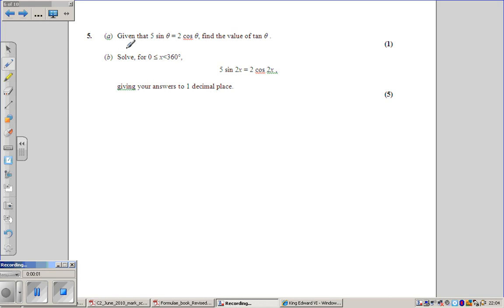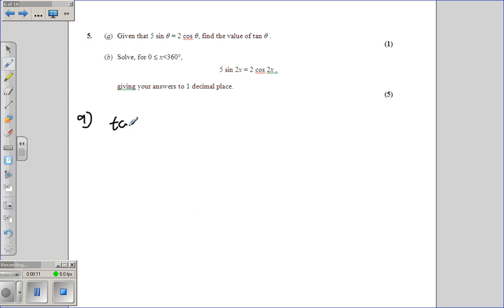Right, question 5, a nice little trig one. Given that 5 sine theta equals 2 cos theta, find the value of tan theta. It's just 1 mark, so it can't be too difficult. You should know that tan theta is equal to sine theta over cos theta.